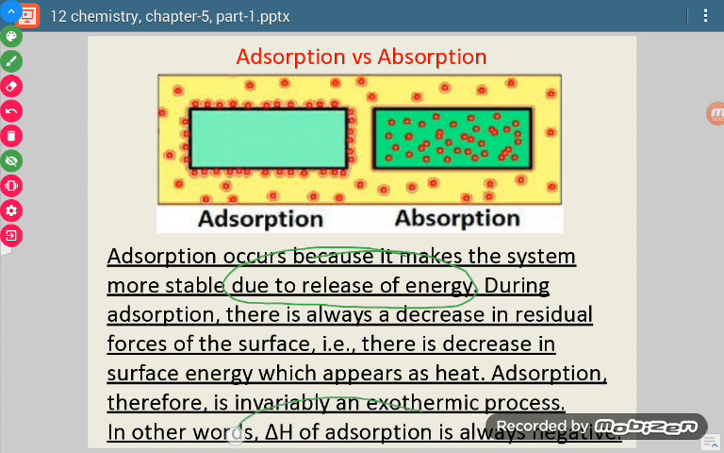So what is the result? The enthalpy of adsorption is always negative because energy is released, okay. So what is the enthalpy of adsorption? When 1 mole of adsorbate gets adsorbed on a particular adsorbent, then the amount of heat change is termed the enthalpy of adsorption, and this amount of heat change is always negative. Okay.